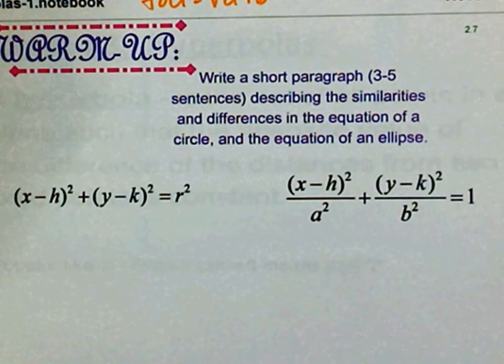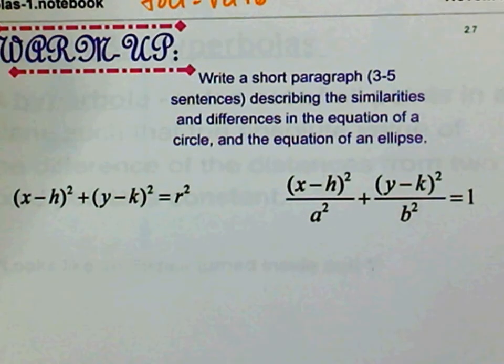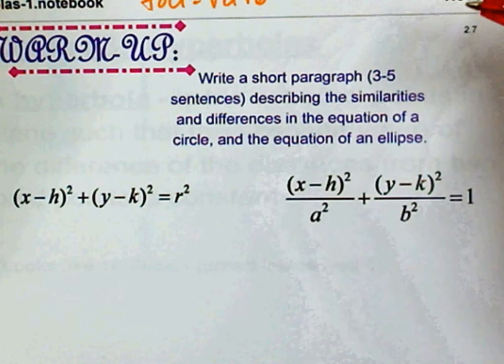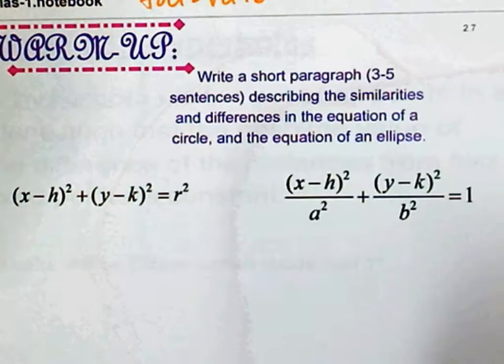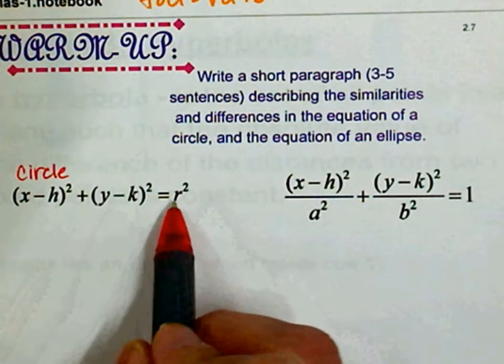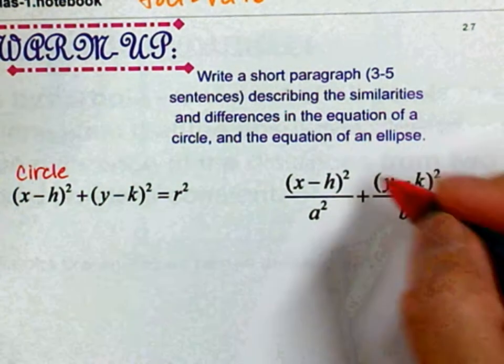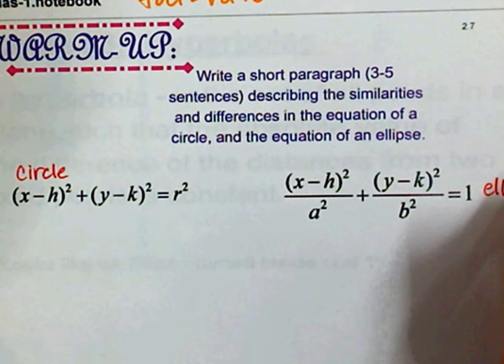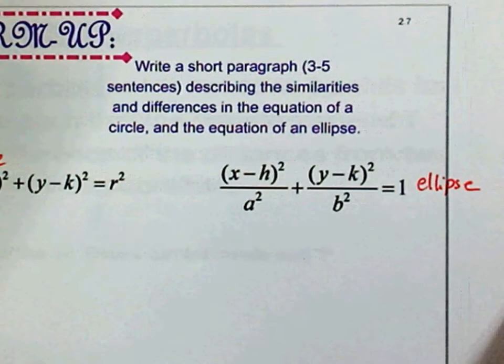It says, write a short paragraph describing the similarities and differences in the equation of a circle and the equation of an ellipse. So before we start, let's figure out which one is which. You don't have to give me a short paragraph, you can give me bullet points. Here you have a circle, because you have an R square, and here you have an ellipse. So there's your ellipse.